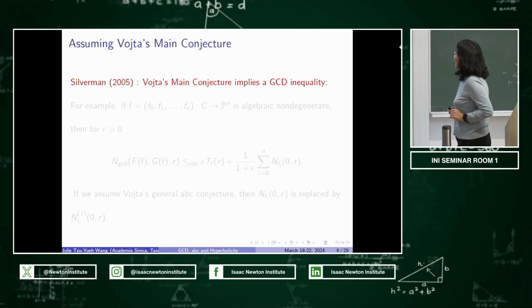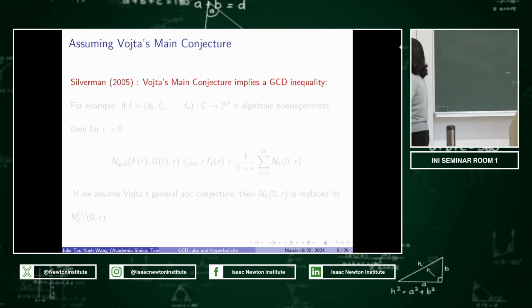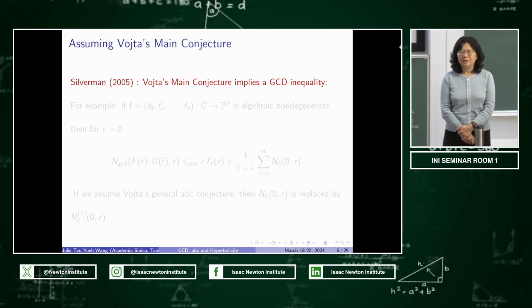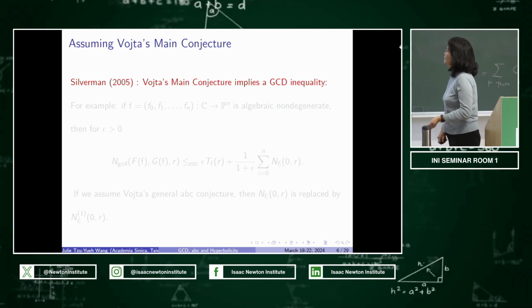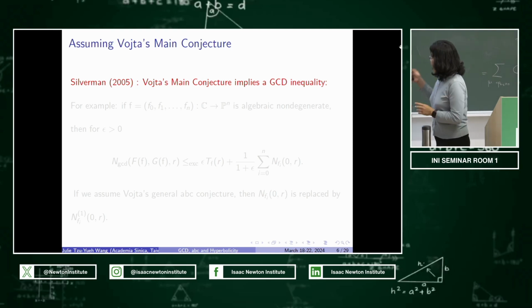I hope it's okay. In 2005, Silverman proved the number theory case. He said that if you assume Vojta's main conjecture, it would imply a GCD inequality. Vojta's main conjecture would be the Griffiths conjecture, I think, at least in the earlier talk.